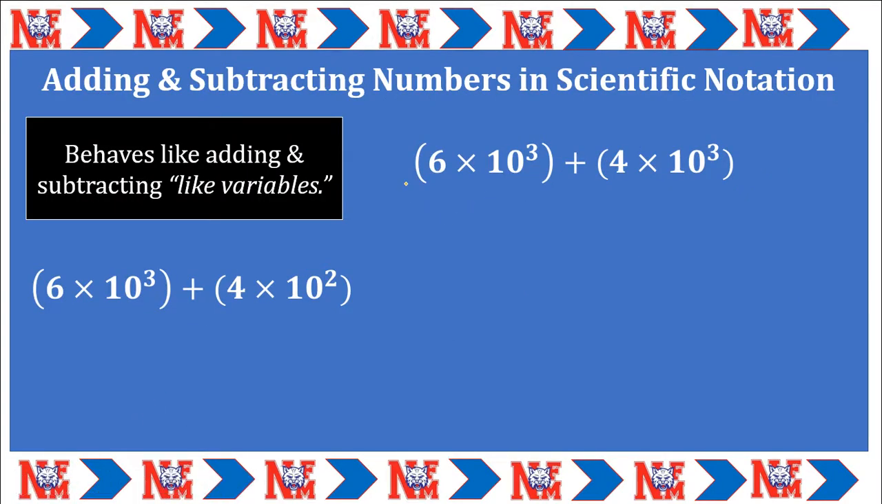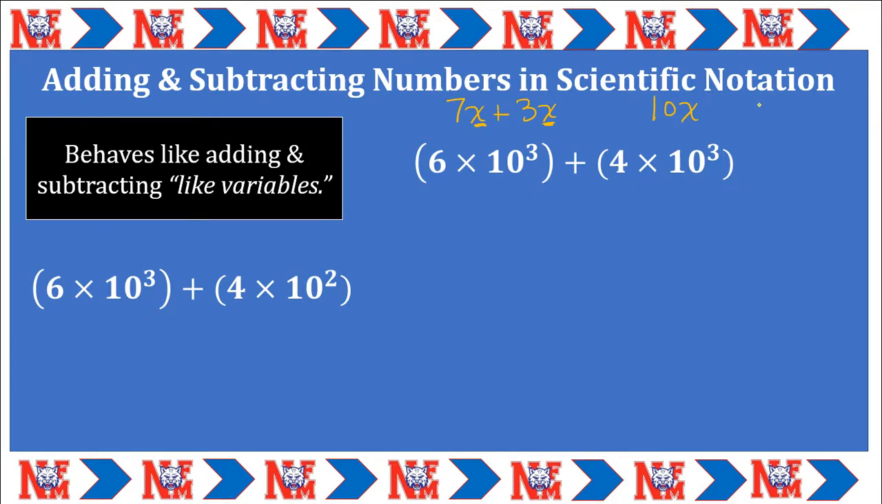Okay, now let's take a look at adding and subtracting numbers in scientific notation. This is different than multiplying and dividing, just like combining like terms is different. When you combine like terms, if I have 7x plus 3x, I can combine these because they have the exact same variable. So this gives us 10x. It's not 10x squared, it's just 10x.